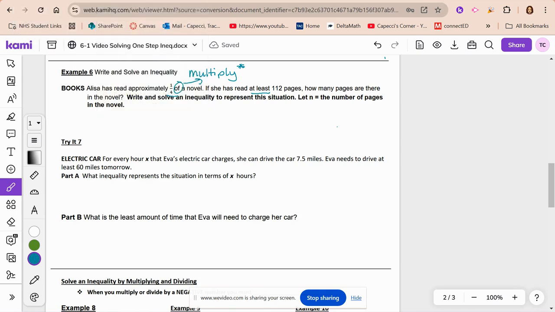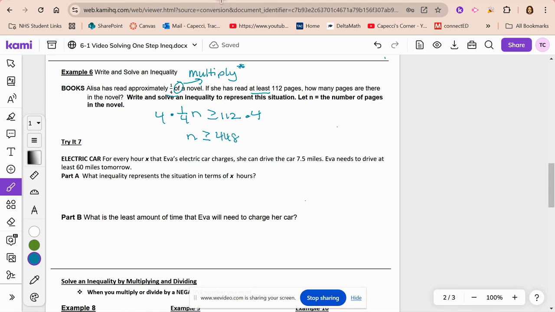Write and solve an inequality. So I'm going to say 1/4 of the novel. I'll use n for the novel. She has read at least 112, so that's 112 or more. How many pages are there in the novel? Well, to get n by itself, I can either divide by 1/4 or multiply both sides by the reciprocal, which is 4, just like you did with the equations, right? The rules are the same. So this gives me n is greater than or equal to 448.